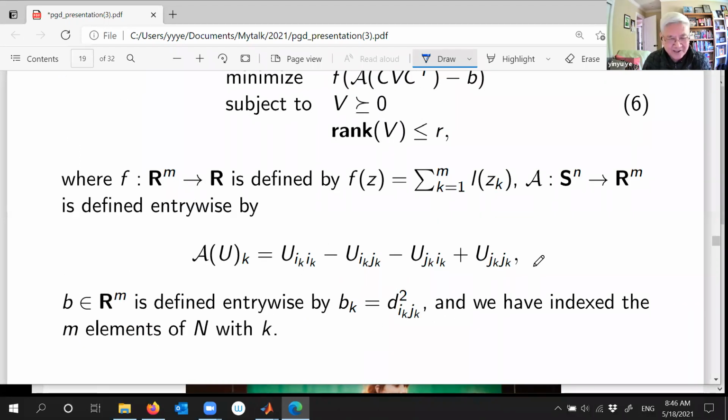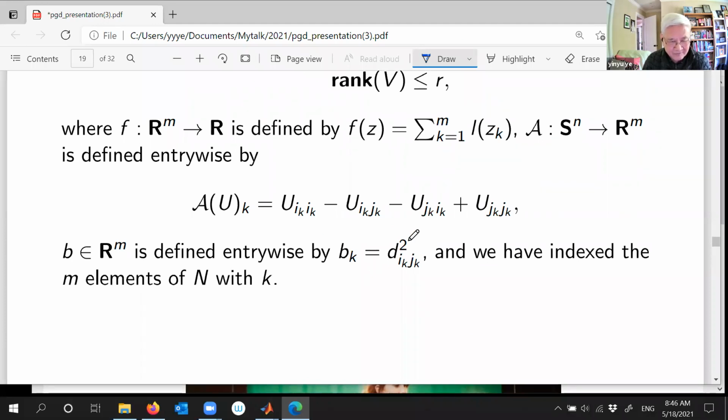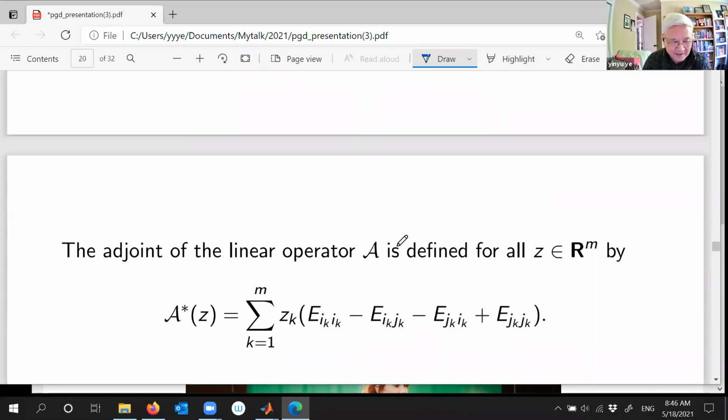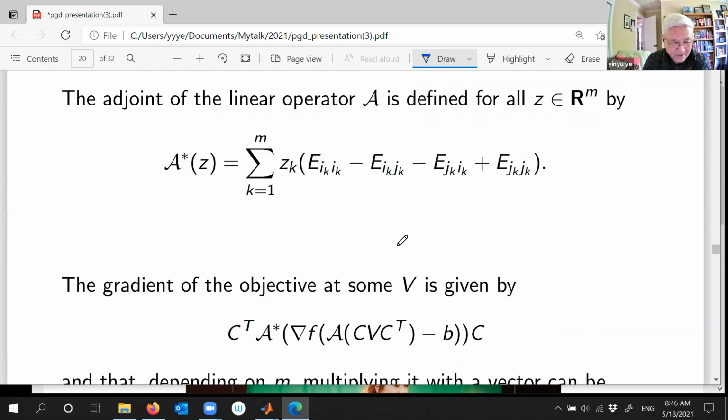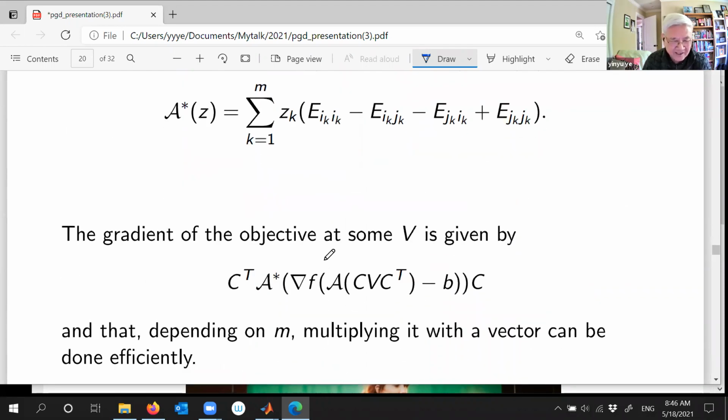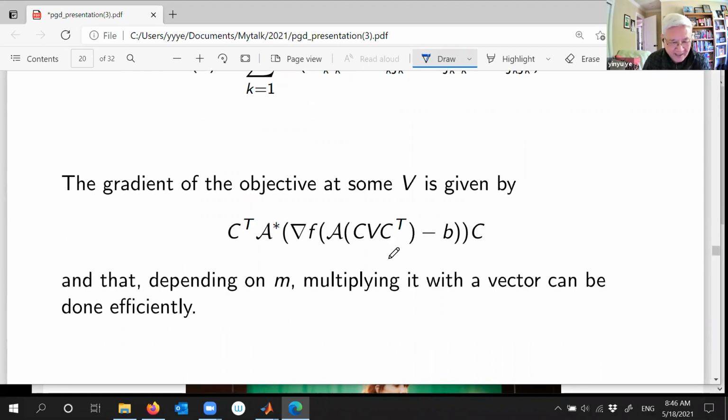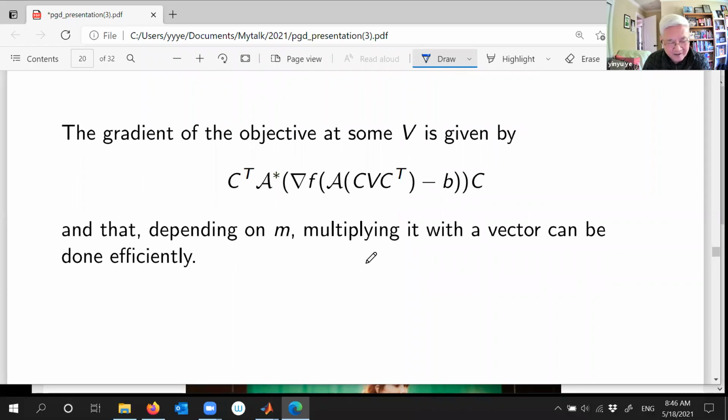The gradient projection for this particular sensor network localization objective is very simple. I'm going to go through this very quickly. You can write the adjoint and write this objective function. That gradient matrix itself is going to be a symmetric matrix, but not necessarily positive definite. We take a step along that direction, then we project back. Each time we only need to keep a rank R positive semi-definite matrix.